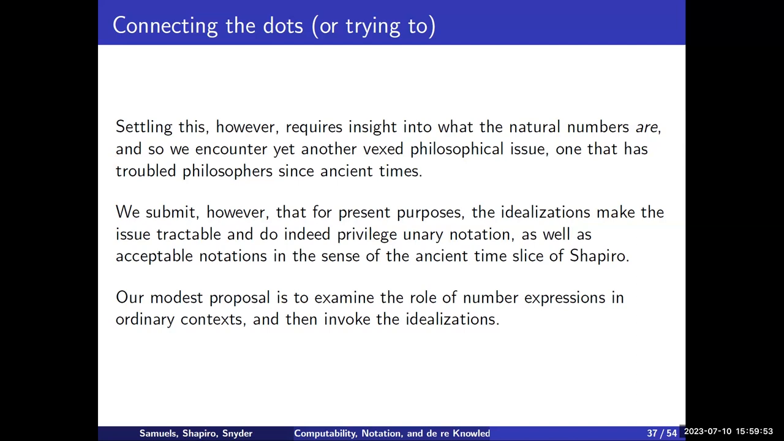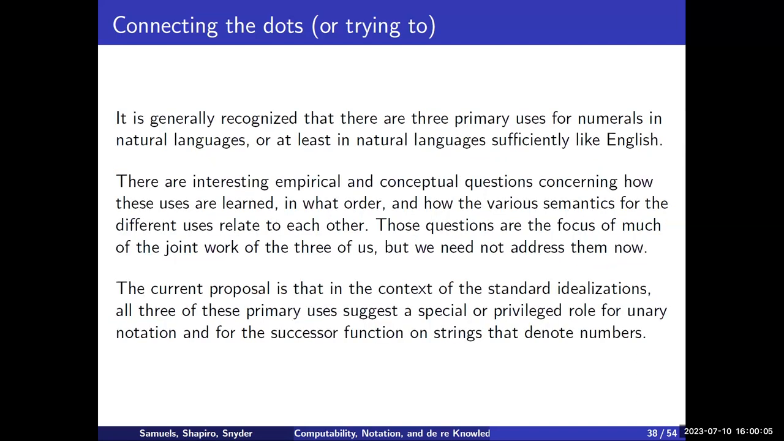Our modest proposal is to examine the role of number expressions in ordinary contexts and then invoke the idealizations. And that's what the rest of the talk is up to. Now it is generally recognized that there are three primary uses for numerals in natural language, or at least in natural languages sufficiently like English. There are interesting empirical and conceptual questions concerning how these uses are learned, in what order, and how the various semantics for the different uses relate to each other. These questions are the focus of much of the joint work of the three of us, but we're not going to address them here.